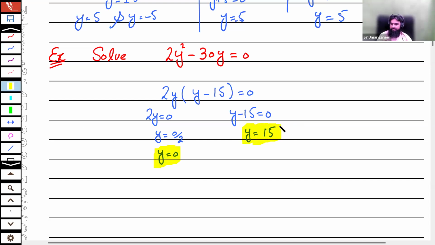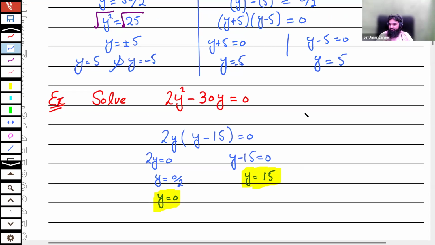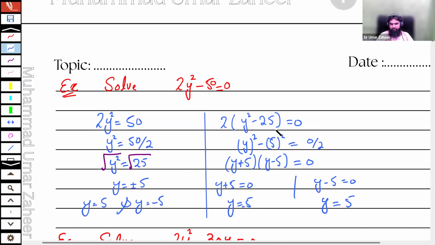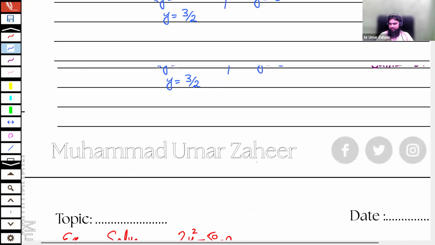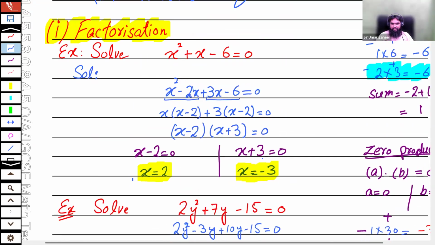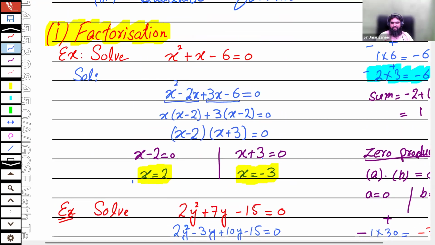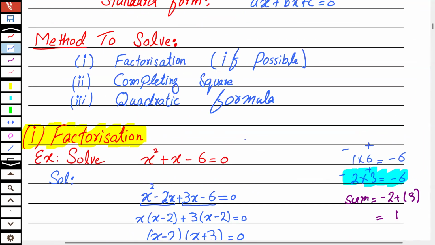Yes, everyone. Any question? So these are those questions that are not going to be possible to factorize. Yes, Mustafa, Ishal, Zimal, Tuba. No, sir. No, sir.